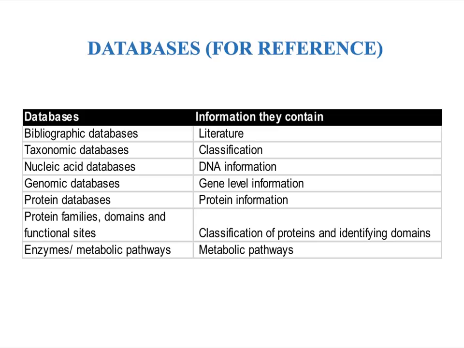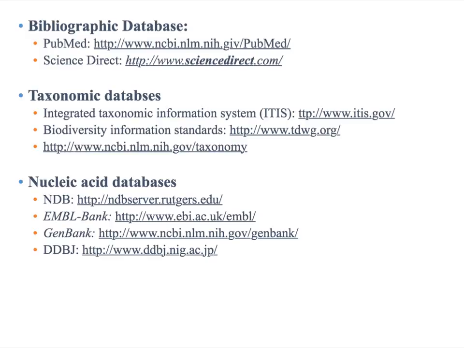Different databases store different information. For example, bibliography databases store literature, taxonomy databases store classification, nucleic acid databases store DNA information, mostly DNA sequence. Genomic databases store genome information. And protein databases store protein information, and so on and so forth. This is the list of examples of different databases.